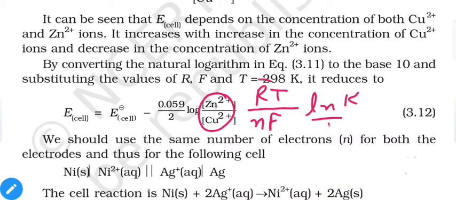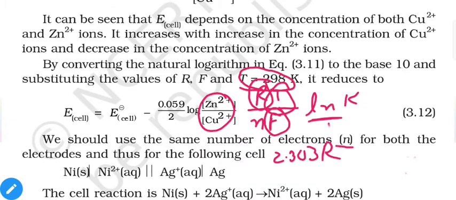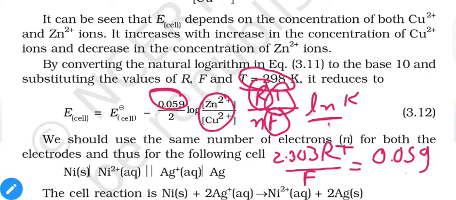So now we know the value of gas constant 8.314, temperature it is already mentioned 298, and F value we already know it is constant 96,487, and log natural to log value, that means we have to add 2.303. So the value of 2.303 RT upon F will become 0.059, which is mentioned here. So we can directly place that value instead of mentioning this whole term.